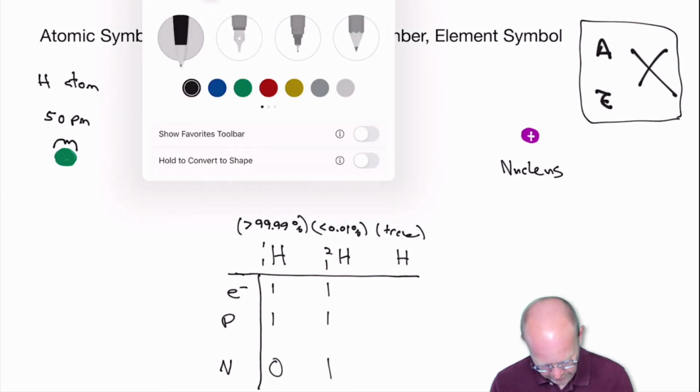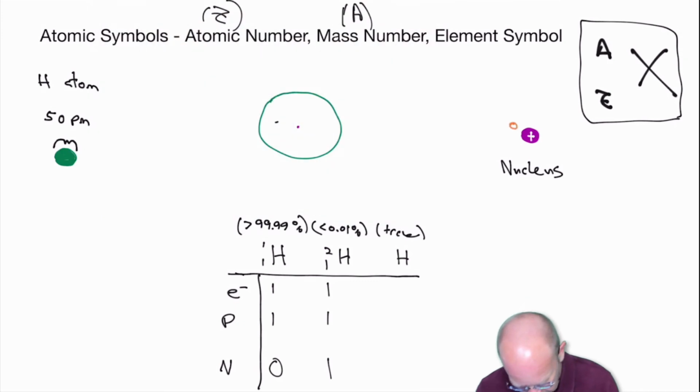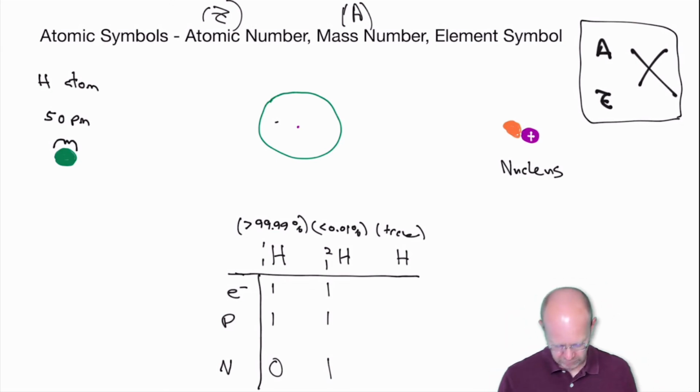So if we want to update the structure of this nucleus to be for deuterium, or hydrogen 2, we would have to add a neutron in that nucleus. So that's what the neutron would look like. I can even add a little dot there to show that in the nucleus of the zoomed in atom.